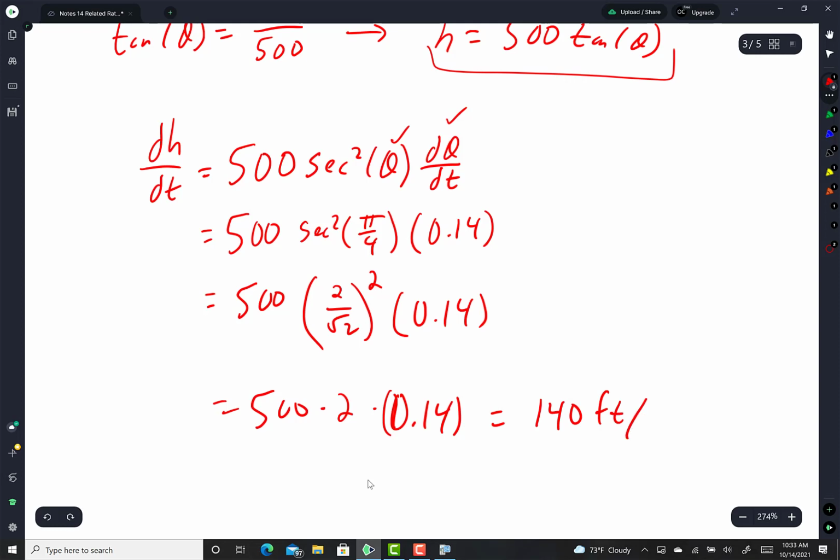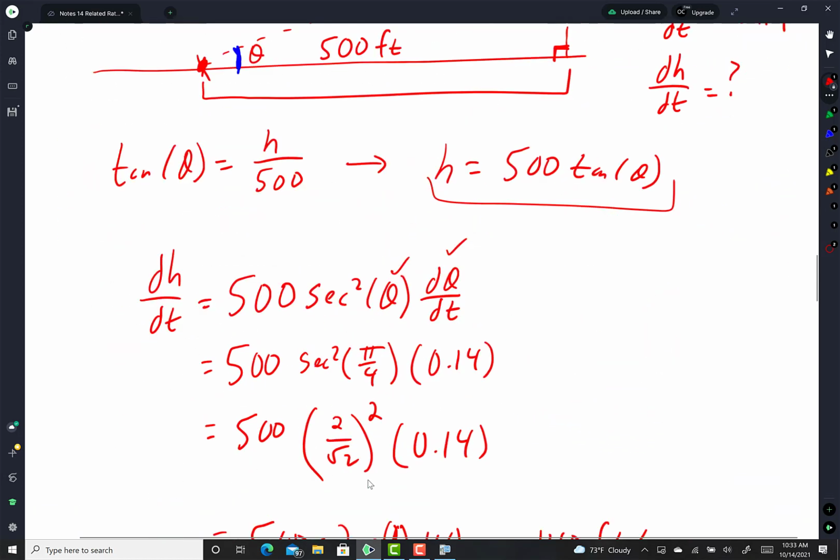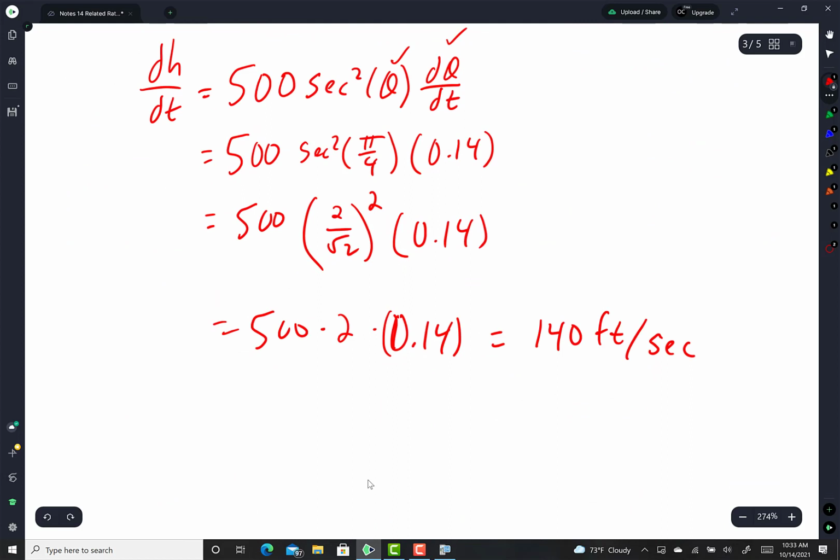140 feet per second. That sounds pretty fast for a hot air balloon. In 1 second, 140 feet. Oh, okay. Per minute is way better. Okay, that makes a lot more sense. 140 feet per second is way fast for a hot air balloon. But have you ever been in one? No, but I've seen them on TV. But 140 feet in 1 minute, that's about 2 feet a second, which sounds reasonable. Yeah, it's slow. So there it is.